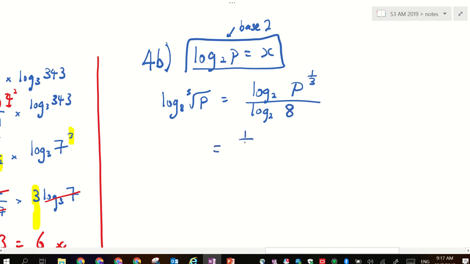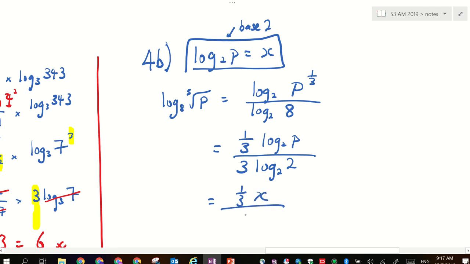Now, then this will be 1/3 log 2 P, this will be log 2 of 2, then the 3 will come down. Understand this? Right, so log 2 of 2 is 1, and log 2 P is x. So I have it like that.